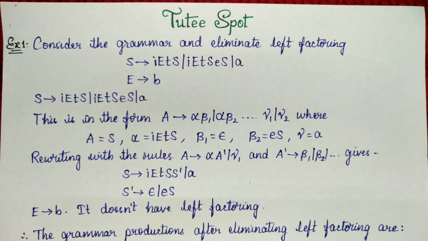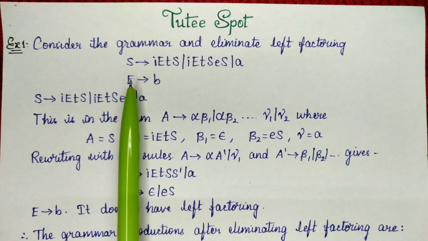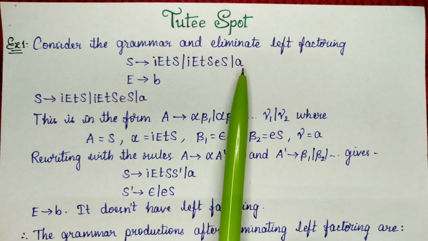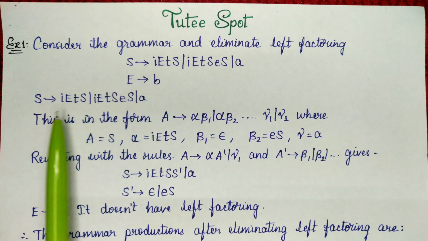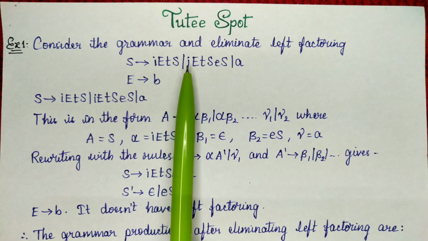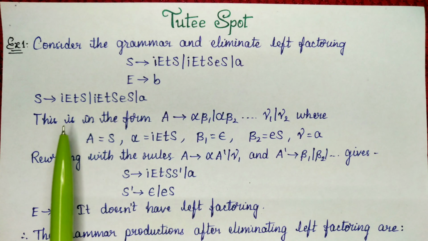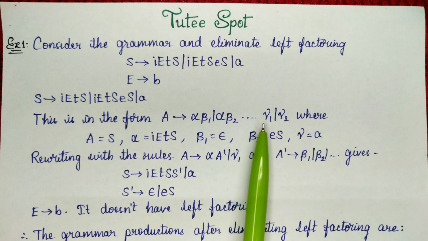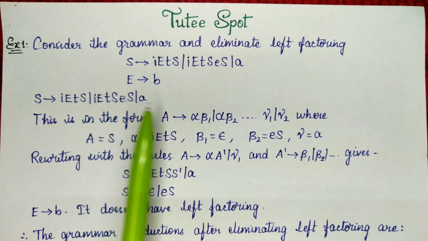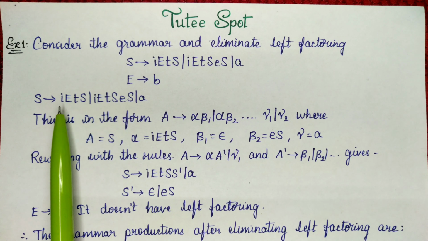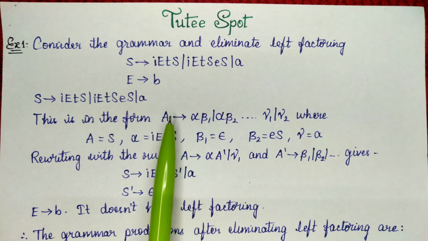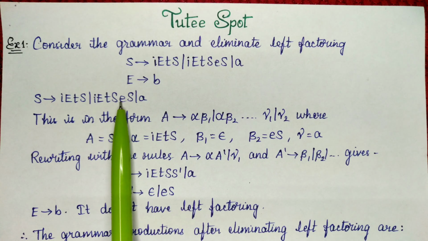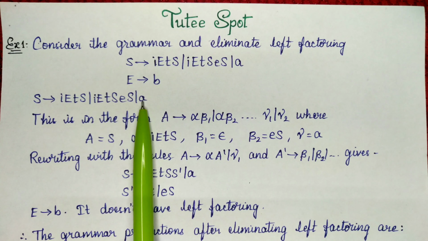Let's see some examples. First example is, let's consider the grammar S implies iEtS or iEtSeS or a, and E implies b. In the first grammar, we have S implies iEtS or iEtSeS or a. So this is in the form of A implies alpha beta 1 or alpha beta 2 and so on, gamma 1 or gamma 2. So compare it with our grammar. A means S, and iEtS means alpha, and here we don't have beta 1, and iEtS means alpha, and the rest eS means beta 2, and a means gamma.